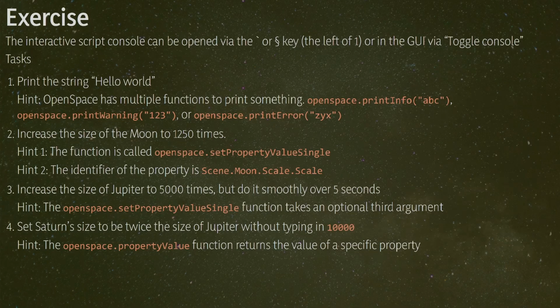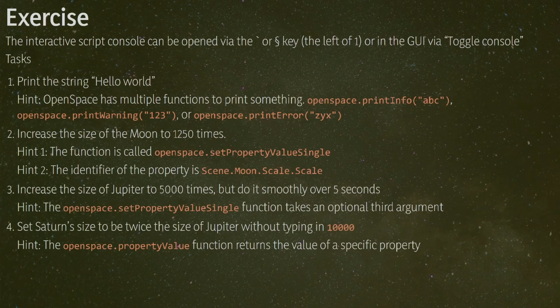If everyone has a computer open with OpenSpace running, basically over the next, let's say 5 minutes, try and go through these. So basically just printing anything. To make it easy to see, I would go with a print warning or print error, because then something pops up in the bottom right that lets you know that you did something correct.